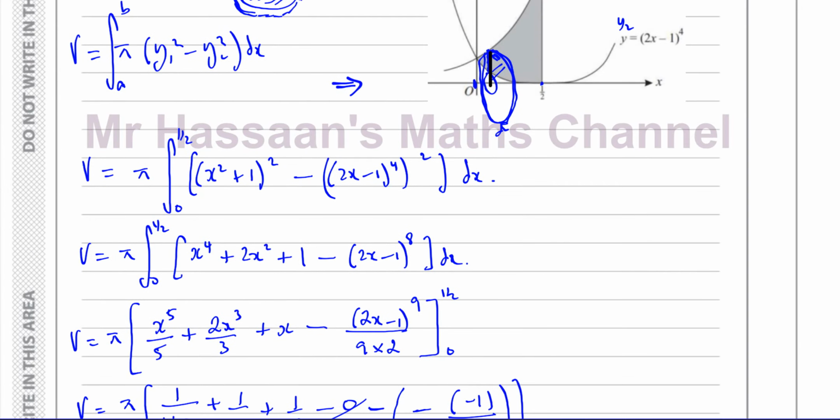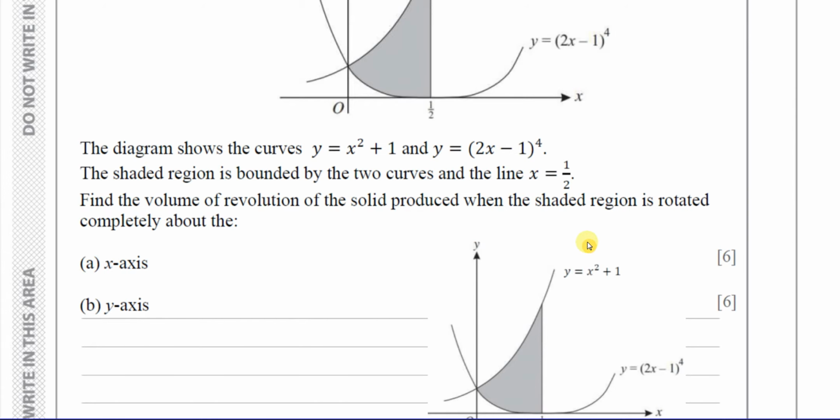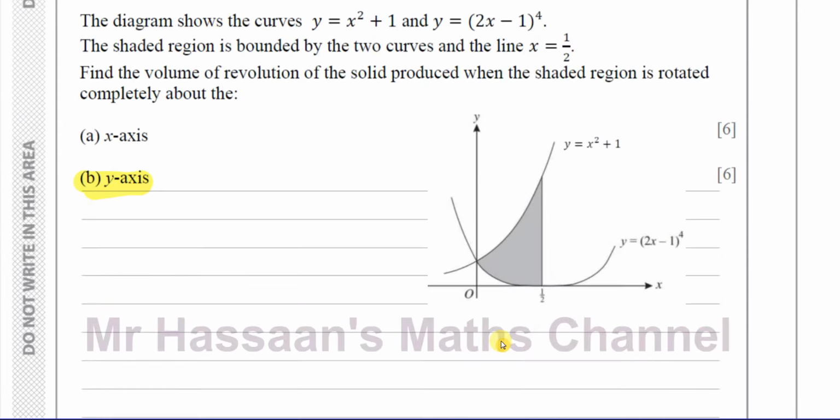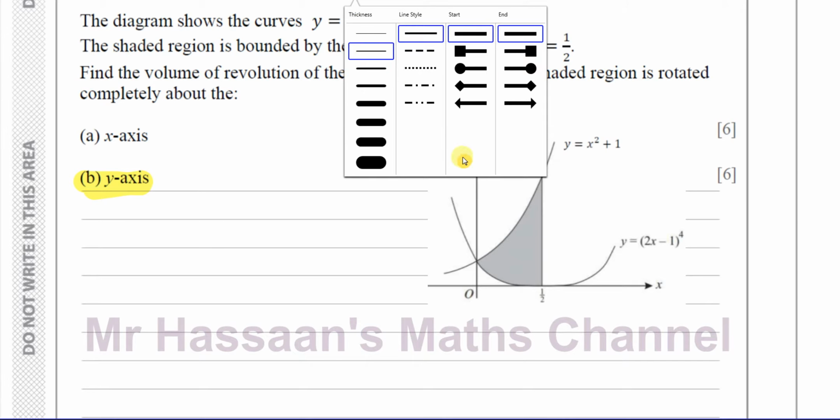Part B now. Part B says find the volume around the y-axis. The volume formed when this whole shaded region is wrapped around the y-axis. Now, in this case, we have the issue that there's one function and the line x equals a half, and there's another separate function and the line x equals a half. So we've got to split this into two separate parts because there are two separate functions here.